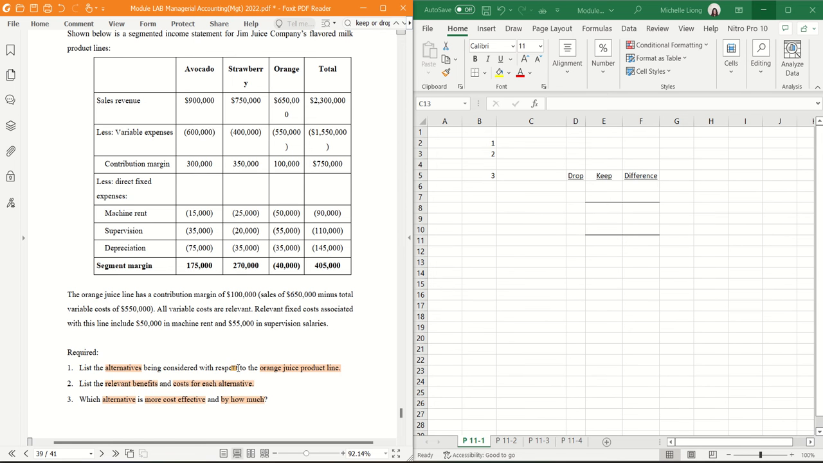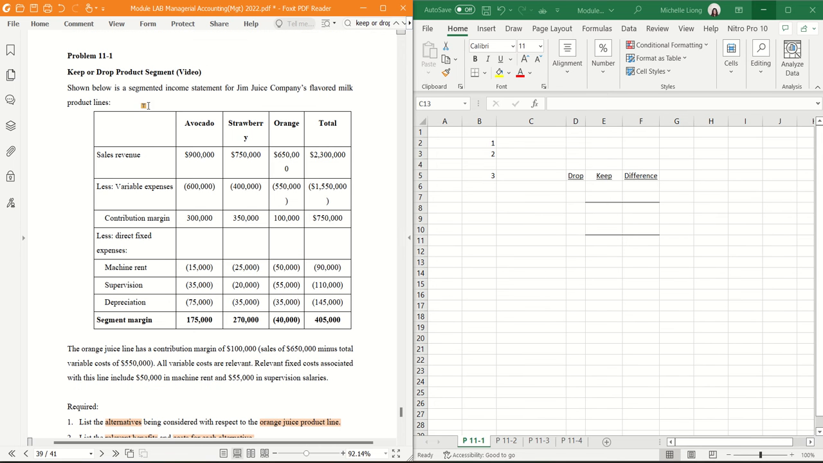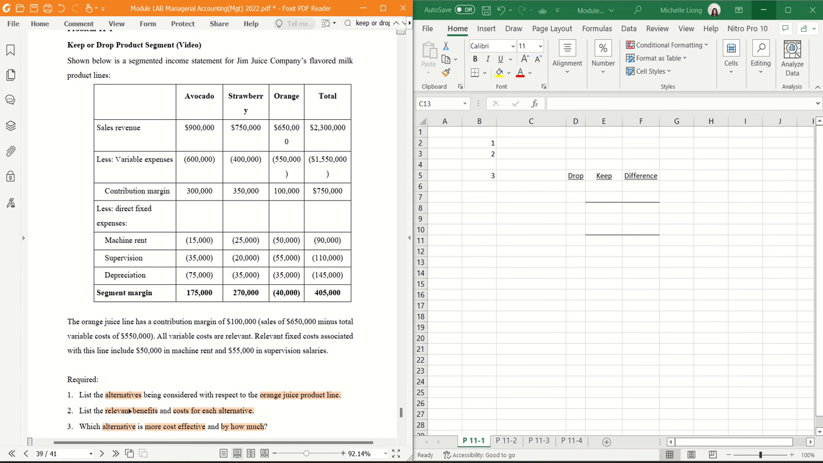For the first one, since we're learning about keeping and dropping a product segment, and right here we have the alternatives with the orange product line, that means we only have two alternatives here, which is keep or drop. So as simple as that: keep or drop the orange juice product line. Okay, and the second one, list the relevant benefits and costs for each alternative.